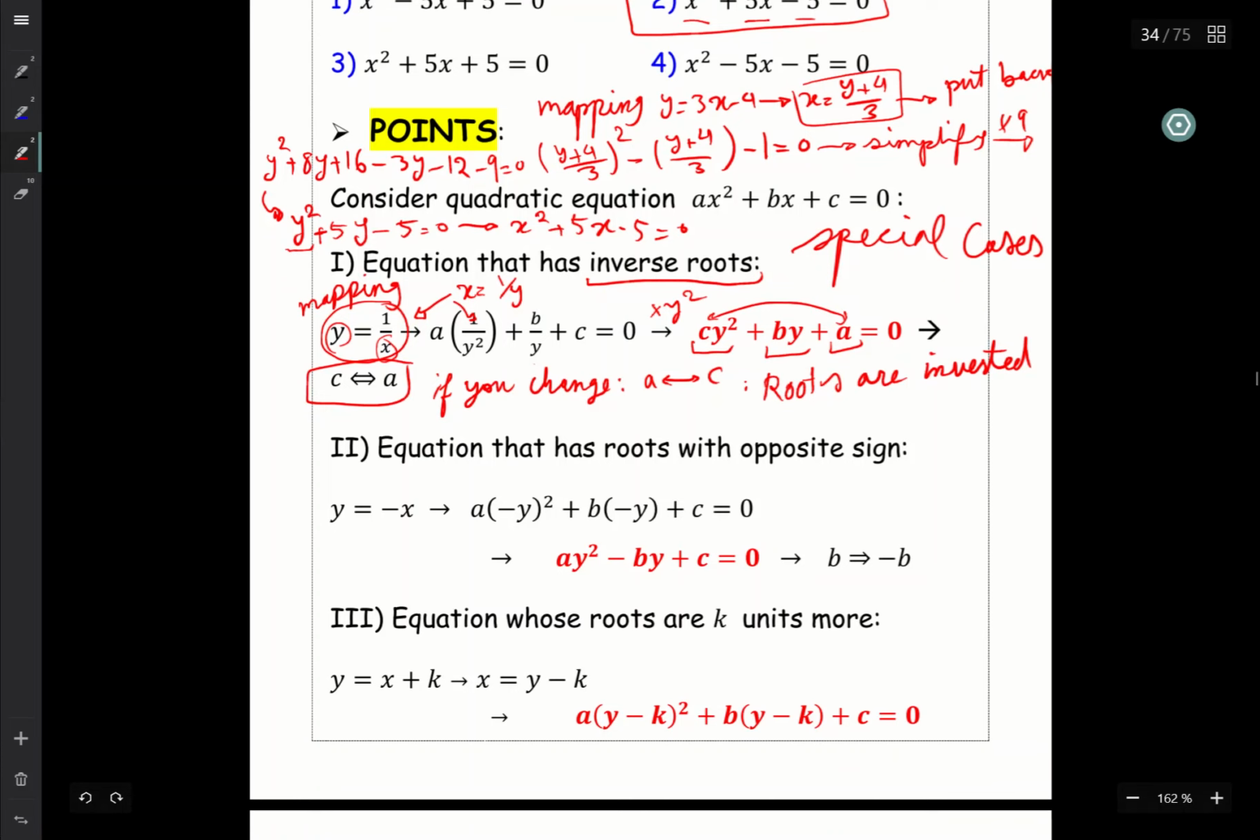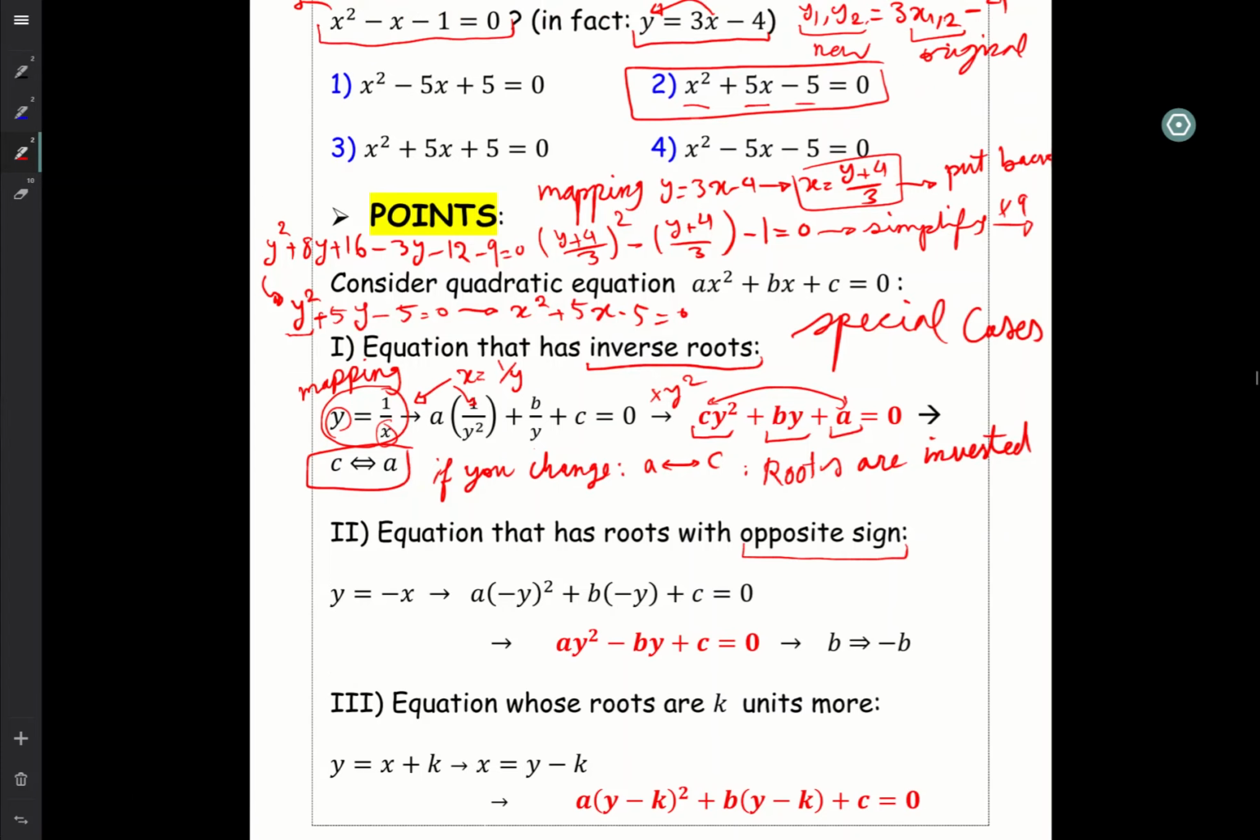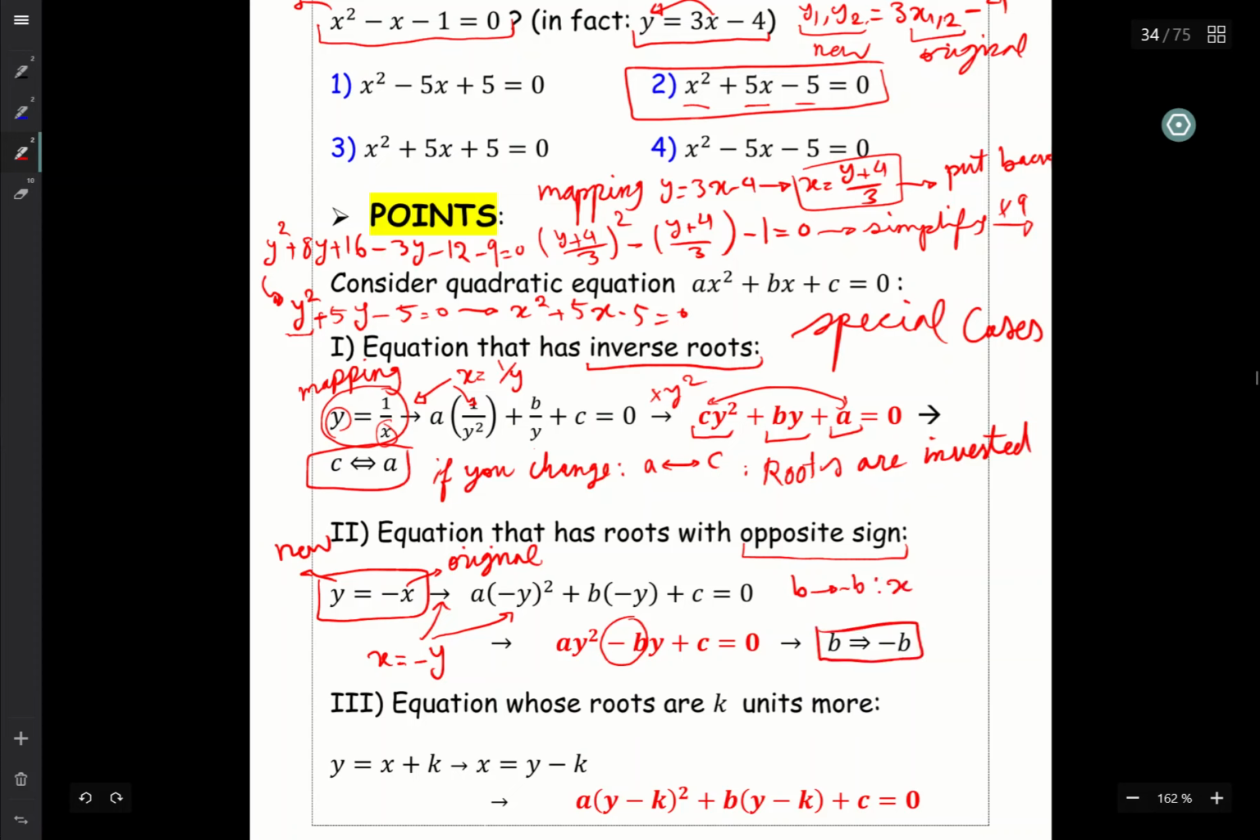Now, if we want to form a quadratic equation whose roots have the opposite sign, we define the mapping y equals negative x. X is the original variable, which gives us the original roots. Y is the new variable, which gives us the new roots. And then we write down x, the original one, in terms of the new variable, and put it back in the original equation: a times (minus y) squared plus b times (minus y) plus c equals 0. And the only thing that happens is that b becomes negative b, right? So the coefficient of y just changes sign.